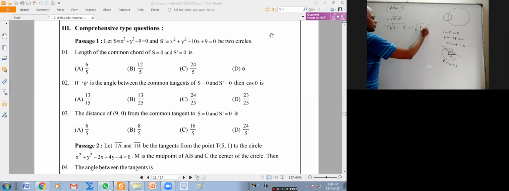9 into 4 by 5, 2 into 3 into 2. Is it 9 by 5? 9 by 4 whole square, 9 by 5 whole square. So I'll get 9 minus 9 by 25, that is, 16 by 25 after taking 9 common. So 2 into 3 into 4 by 5, which is 24 by 5. Okay, so nothing great. The first question.